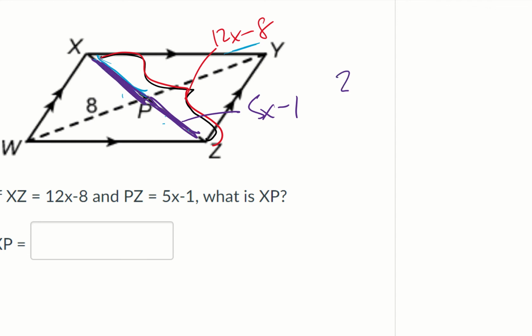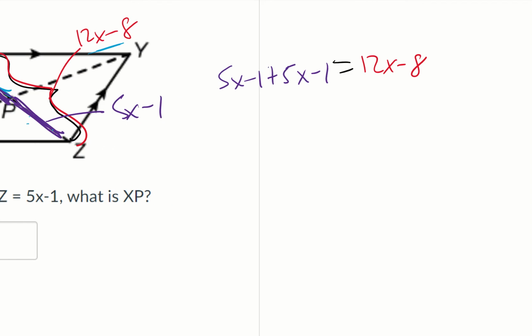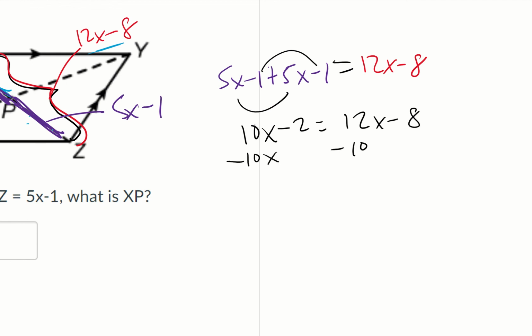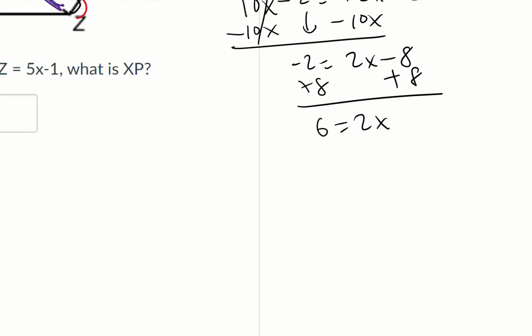So that means 2 of the 5x minus 1s, so basically 5x minus 1 plus another 5x minus 1 is equal to a red, 12x minus 8. So we can solve this. Let's combine these. That's 10x minus 2 equals 12x minus 8. We'll subtract 10x on both sides. Then we'll add 8 to both sides. And so we can see here x has to be 3 because 2 times 3 is 6.